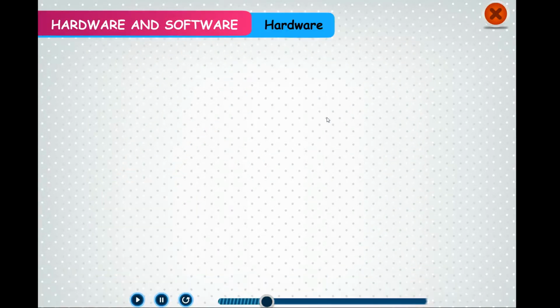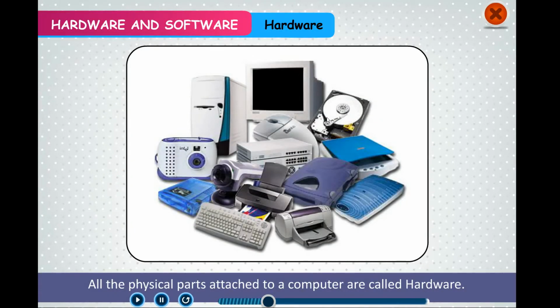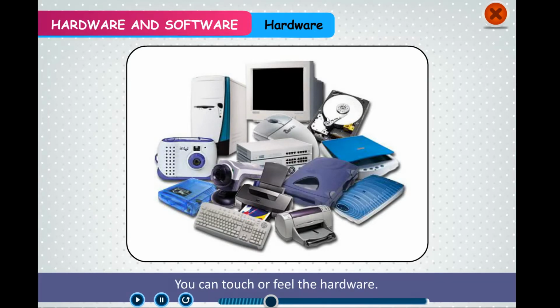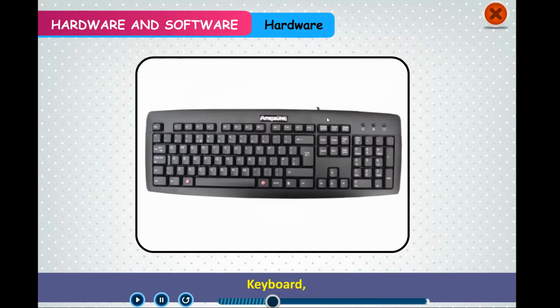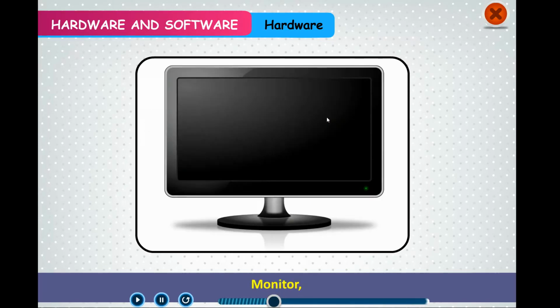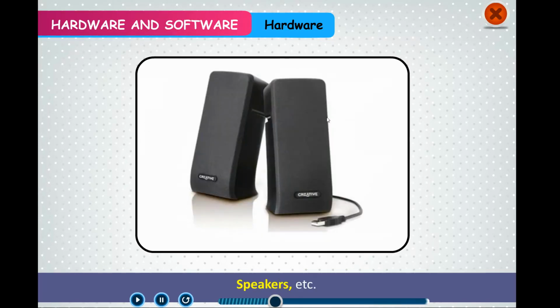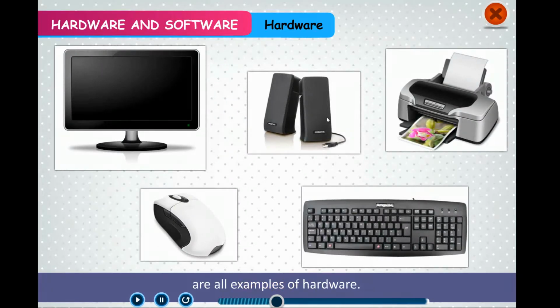Hardware and software. The computer system is categorized mainly into two parts, hardware and software. Hardware. All the physical parts attached to a computer are called hardware. You can touch or feel the hardware. Mouse, keyboard, monitor, printer, speakers, etc. are all examples of hardware.